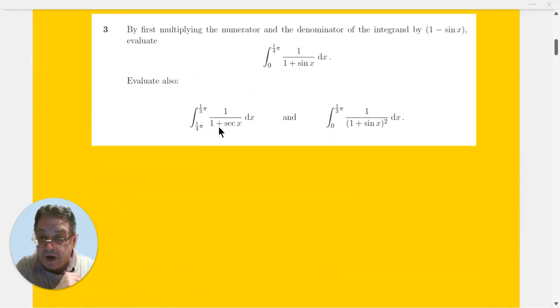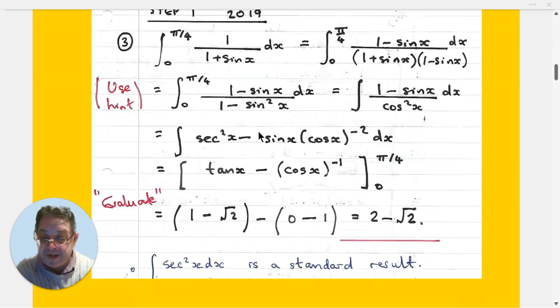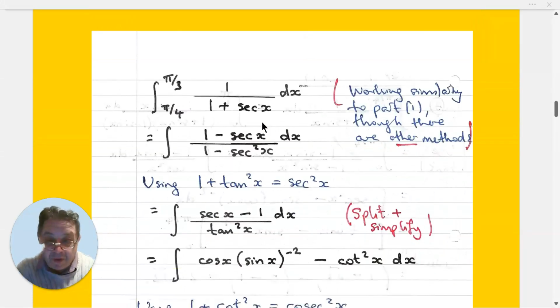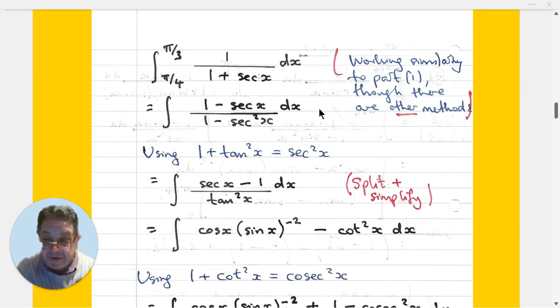We now want 1 over 1 plus sec x between pi over 4 and pi over 3. It would make sense to multiply the top and the bottom, the numerator and the denominator, by 1 take sec x. It's not the only method. You don't have to do it this way, but it makes good sense. So in the numerator we get 1 take sec x, and in the denominator 1 take sec squared x.